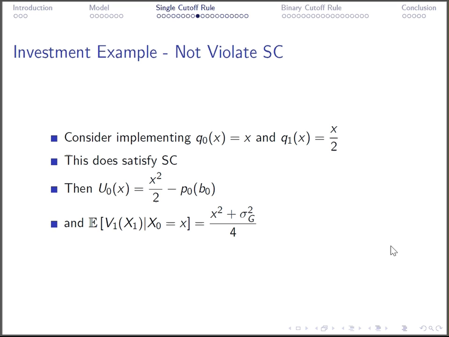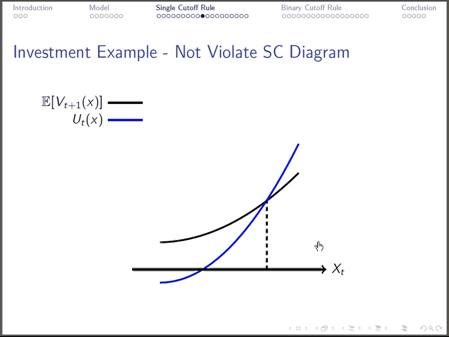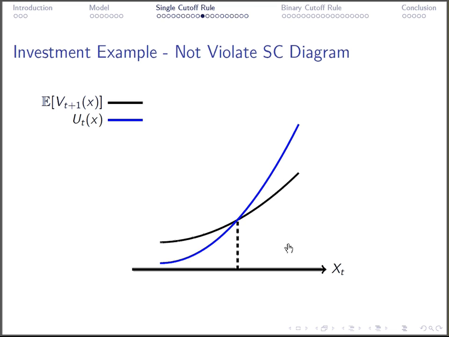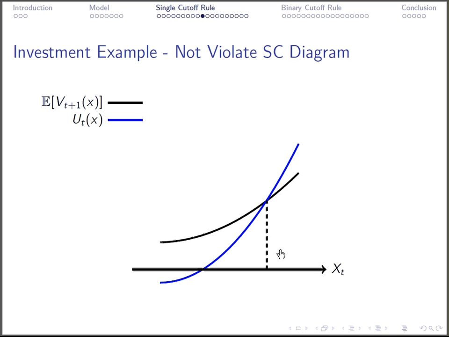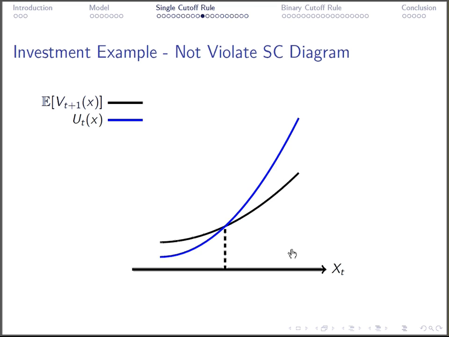And this does satisfy the single crossing condition. We compute these two things again, and then we see this structure, which is right. And if we want to implement anything, we just move it around, right? We just change the price at time 0. So if you go back, we just change this P0, B0, then we just move this around, and we are implementing everything.